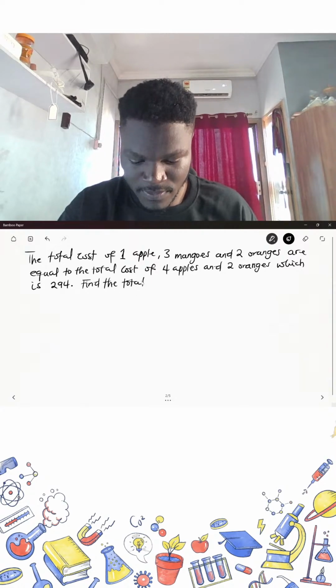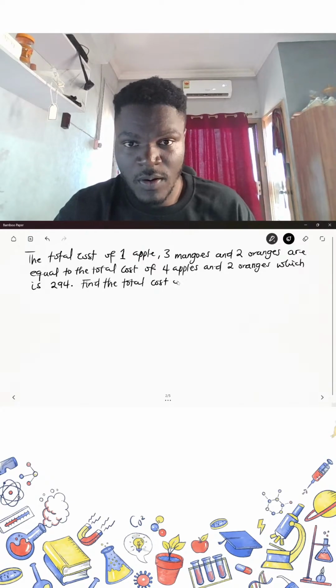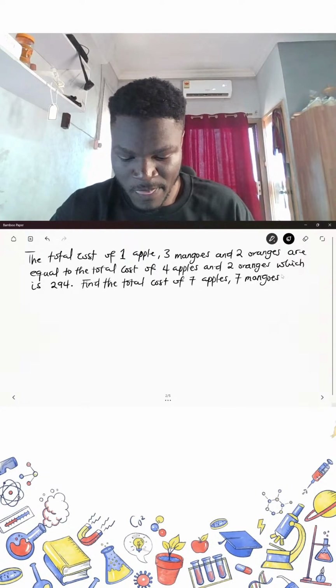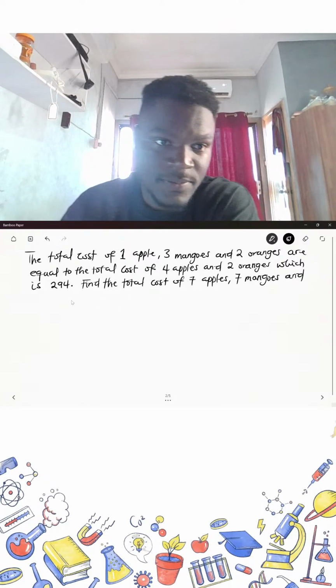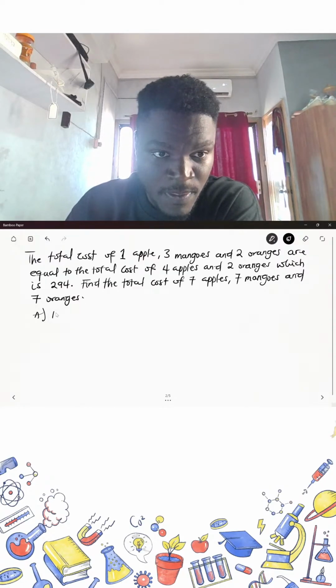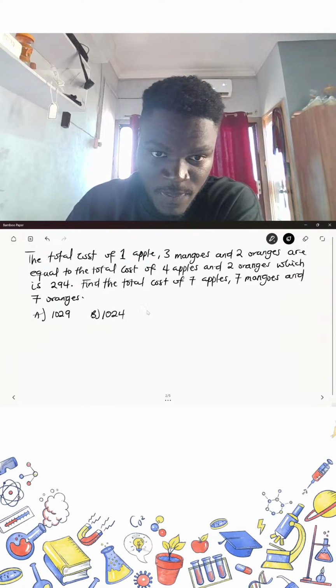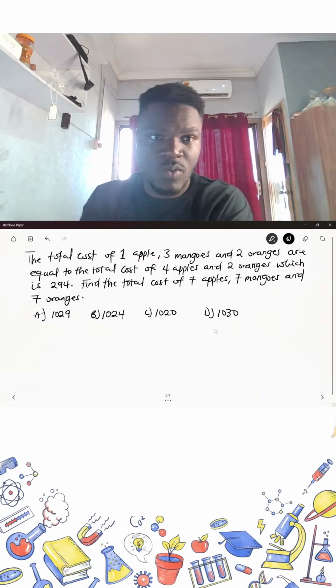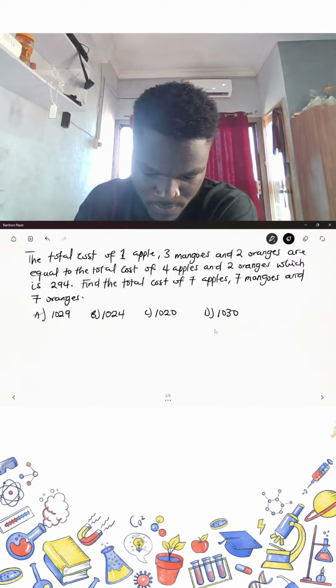the total cost of 7 apples, 7 mangoes, and 7 oranges. We have our possible options: A is 1029, B is 1024, C is 1020, then D is 1030. All right, so this is the next question that we have. Let's have a look at that.